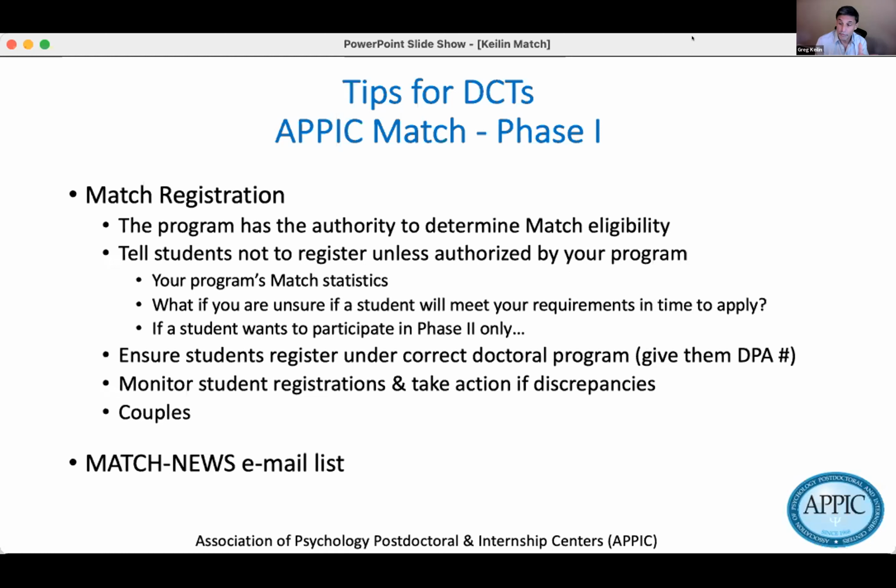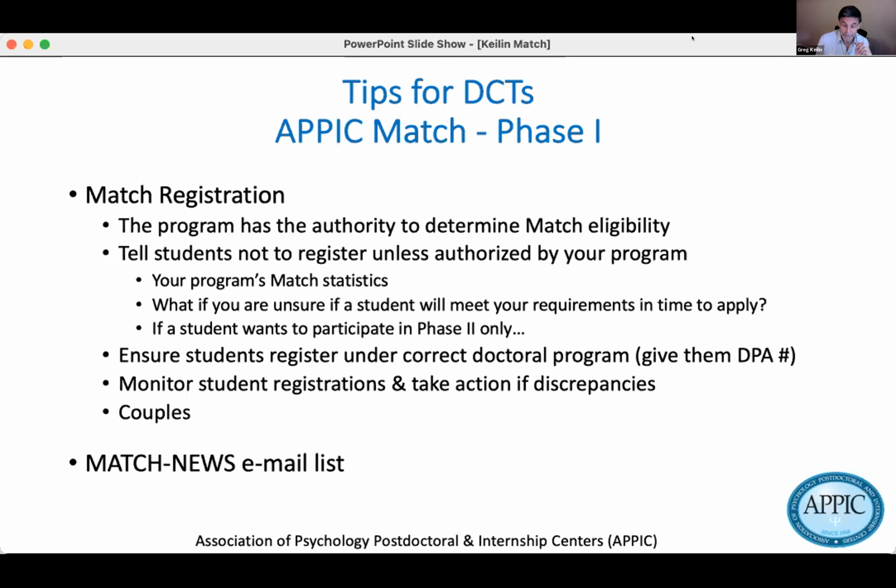And on a separate note, just want to let you know that there is what we call a couples match. This is a special set of procedures for any two students who wish to participate in the match and to coordinate their outcomes, usually geographically. For students who are in that position, we have maybe at least a dozen to 15 every year. It's a really, really great resource. And so just want to let you know that that's available. I'm not going to go into specifics today.